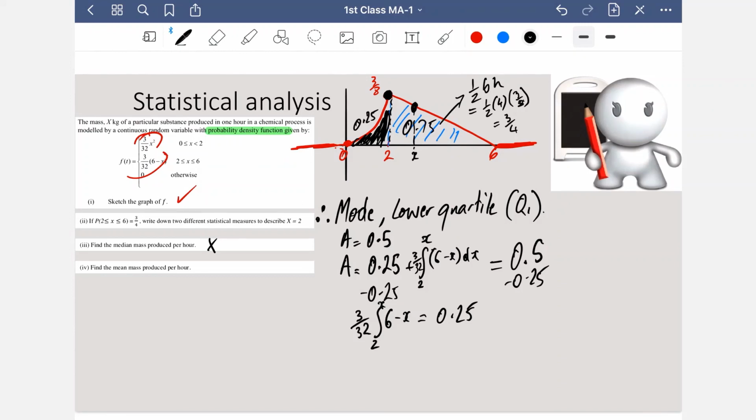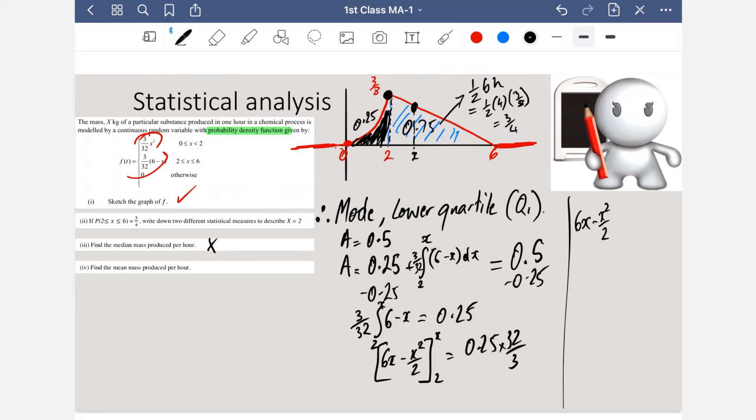And so the integral of 6 is 6x. And the integral of x is x squared on 2. Okay. Let's substitute x and 2. And let's also multiply 0.25 by 32 on 3. Alright, let's solve it. So when I substitute x, I'm going to get 6x minus x squared minus 2.